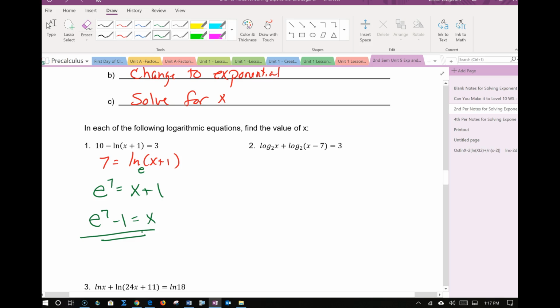Now, I was showing you how to use inverse properties. It's a way I learned it. It's probably a little more confusing, so I think it's probably better the way I just showed you. But now let's go ahead and solve the next one.